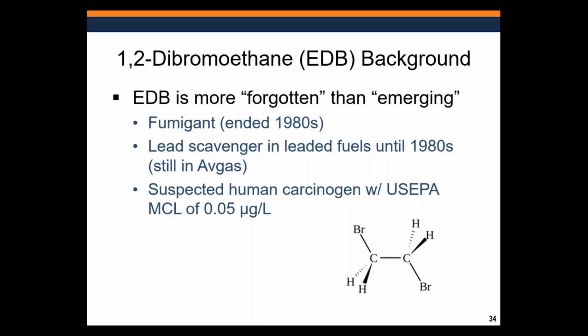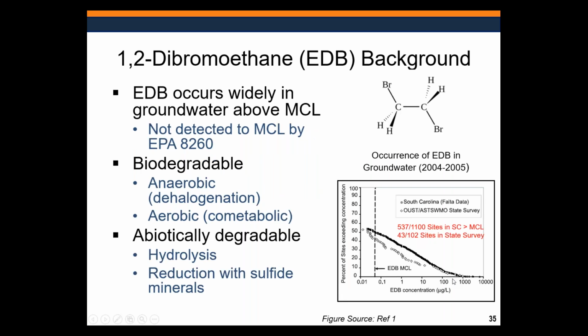And yet, I'm not sure how many of you have EDB sites. I suspect it's not a lot of you. So is that because it's not there? No, that's not because it's not there. It basically occurs widely in groundwater above the MCL, again, of 50 parts per trillion. Part of the problem is it's not detected down to those concentrations by EPA 8260.